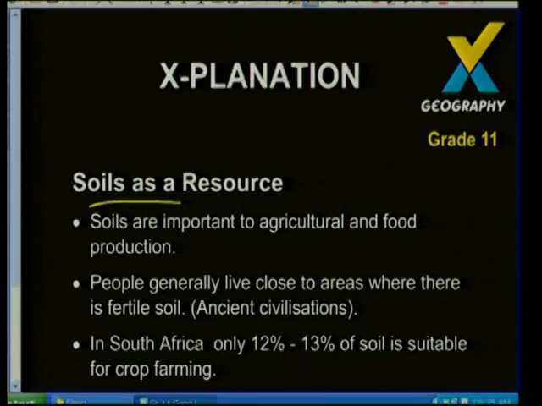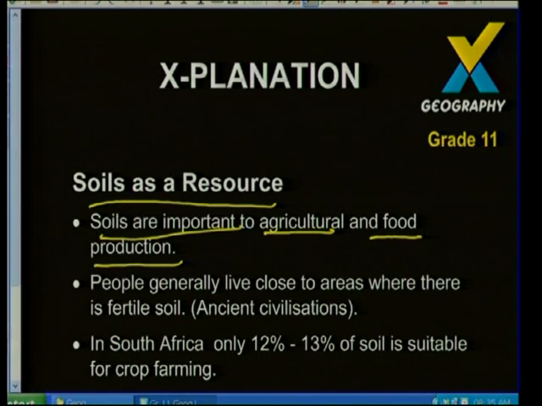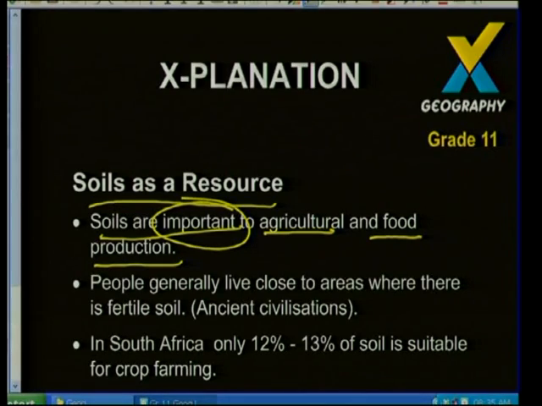Let's look at the next aspect. Soils as a resource. Remember the following. Soils are important to agricultural and food production. Without soil, without the nutrients in those soil, we cannot improve and increase our agricultural production, as well as, simply put, the crop and stock production. And this is an important aspect of any economic growth.